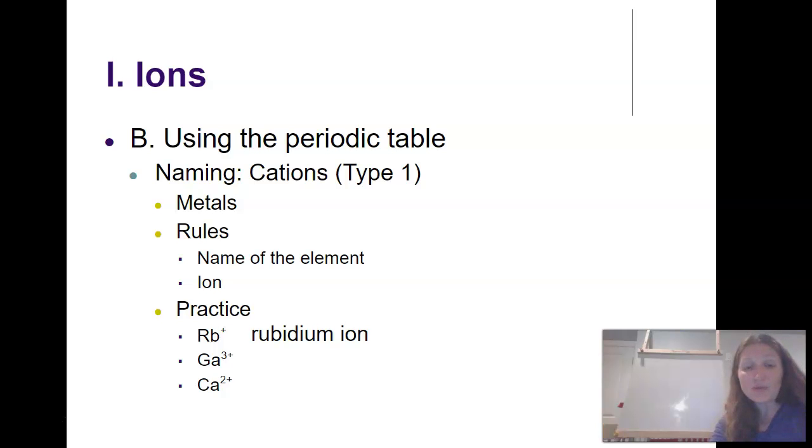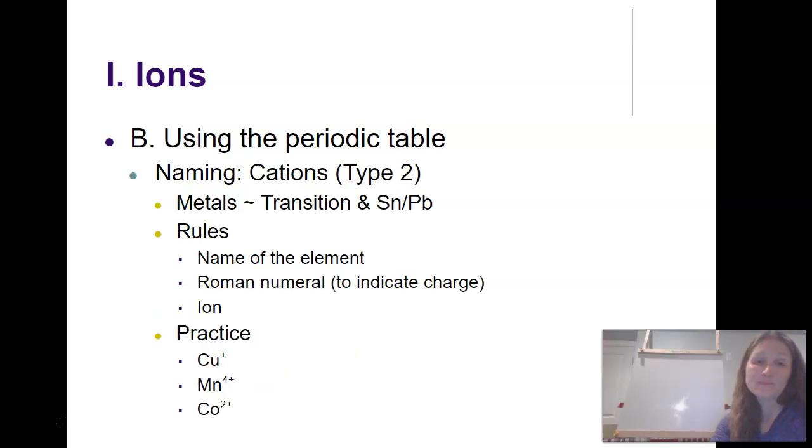Gallium we see as a 3 plus charge, so we call this the gallium ion. And then Ca2 plus, calcium, is going to be the calcium ion. And again, notice I'm not capitalizing anything while I'm doing my naming.